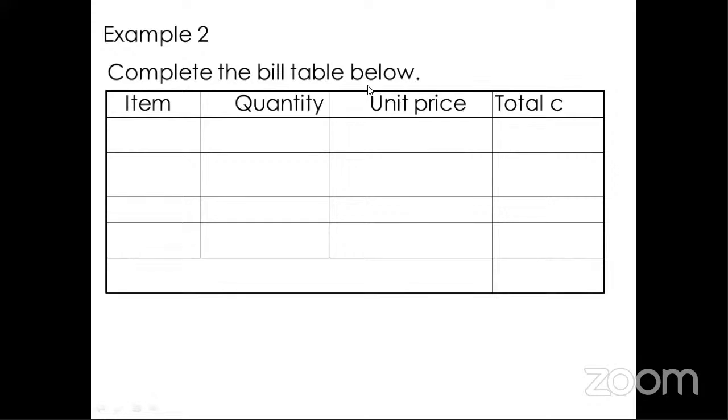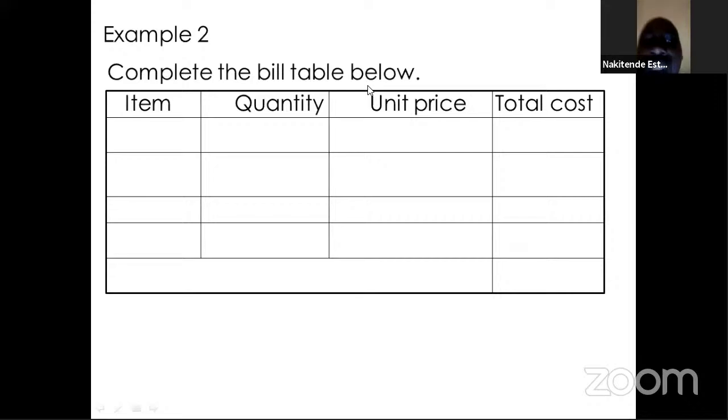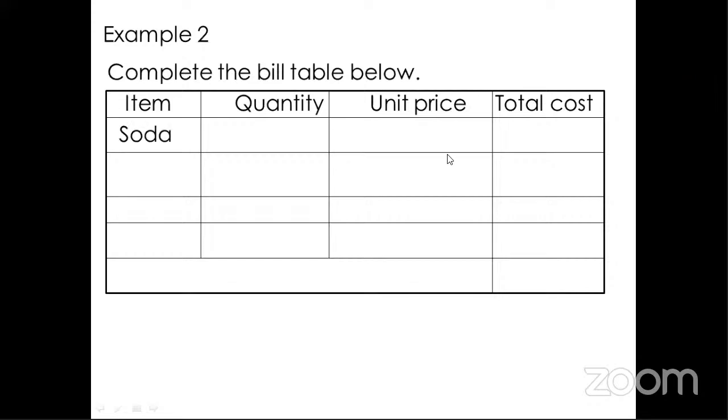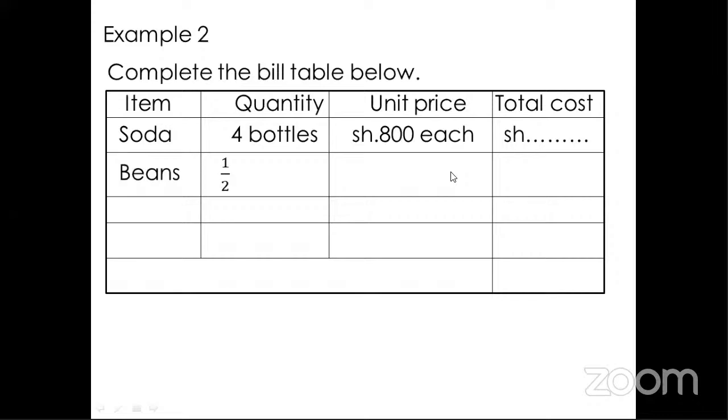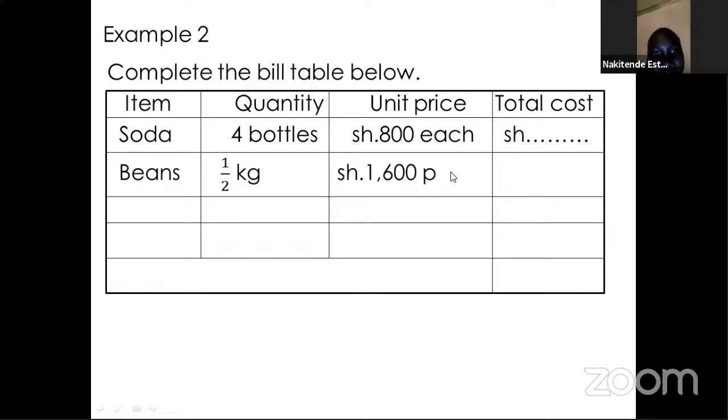Complete the bill table below. Item, quantity, unit price, total cost. Item: soda, beans, milk.